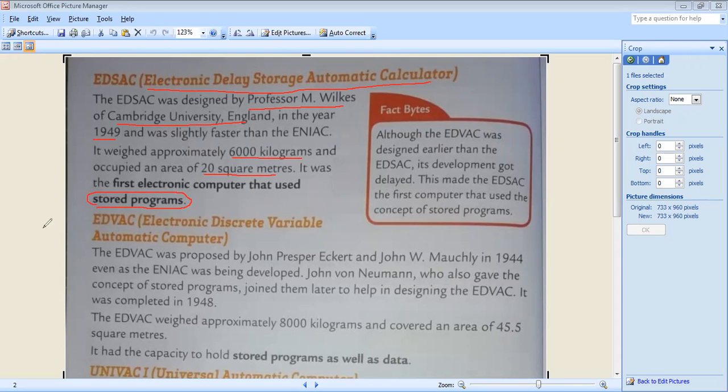After EDSAC came EDVAC. EDVAC stands for Electronic Discrete Variable Automatic Computer. The EDVAC was proposed by John Prosper Eckert and John W. Mauchly in 1944, even as the ENIAC was being developed. So EDVAC and ENIAC were being developed simultaneously.